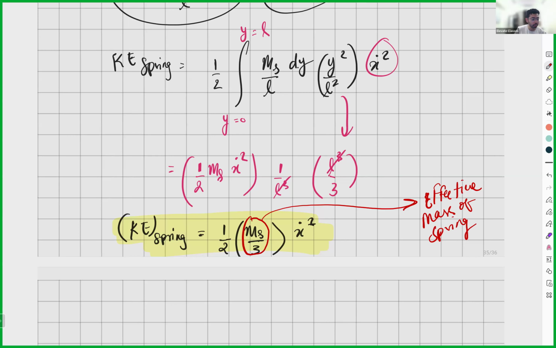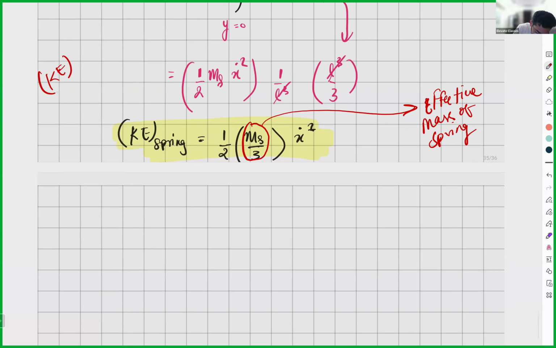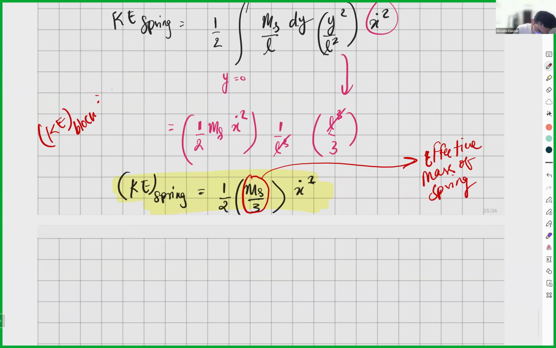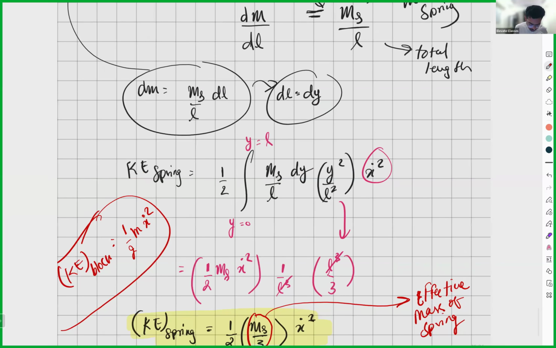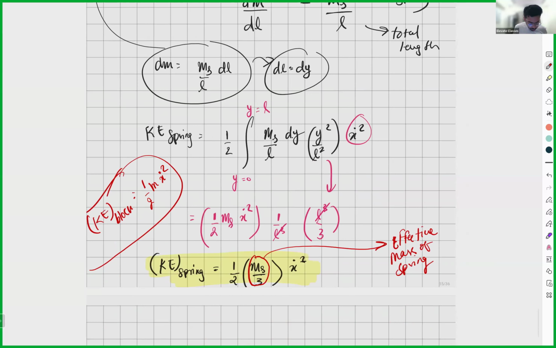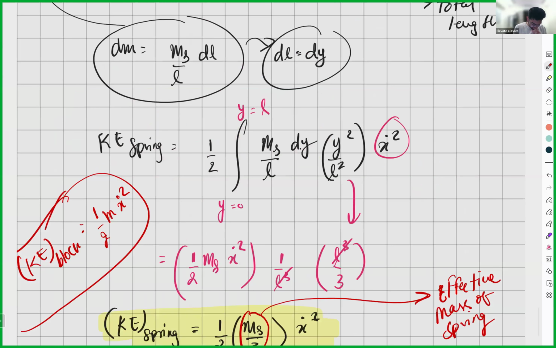Why am I calling it effective? Is that as compared to the kinetic energy of the block, it is getting contribution 1/3 as compared to its total mass. Only 1/3 of the total mass contributes to the kinetic energy, due to the fact that some part of the spring is dead, and all the parts of the block are moving only.